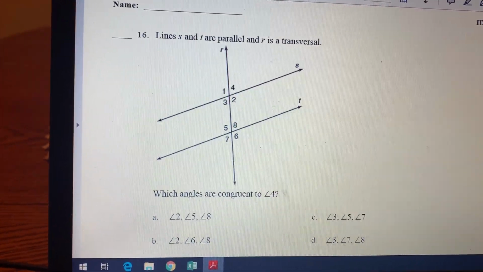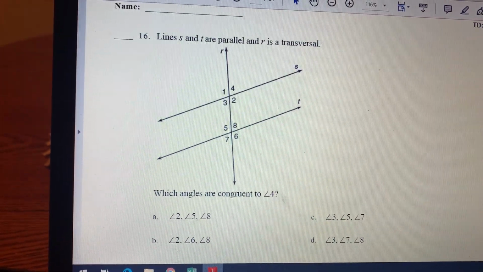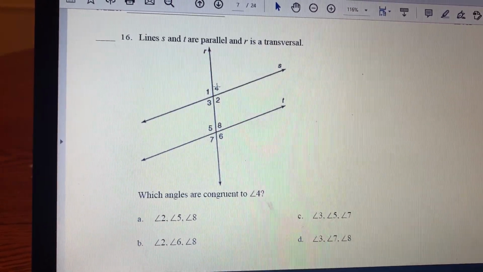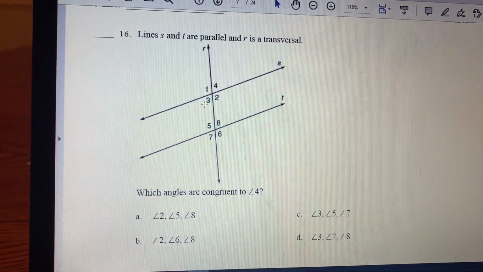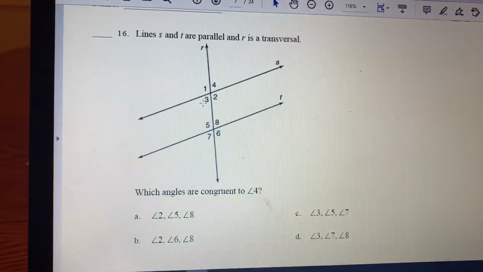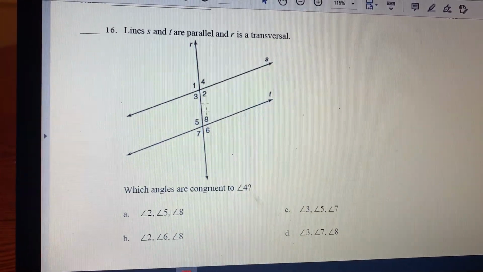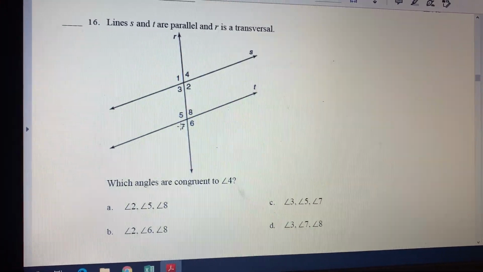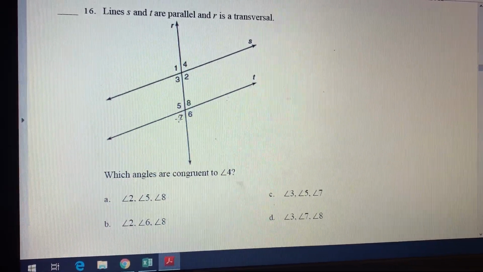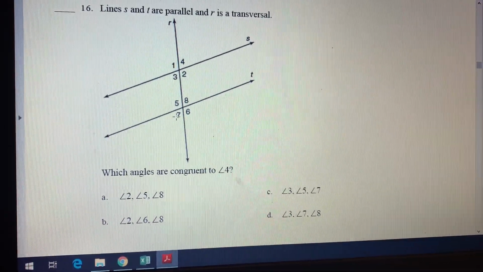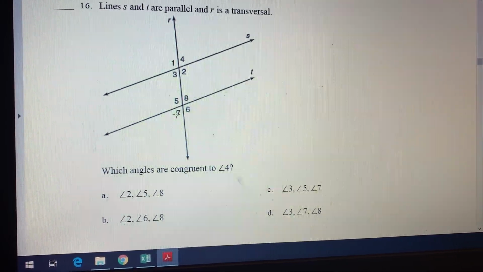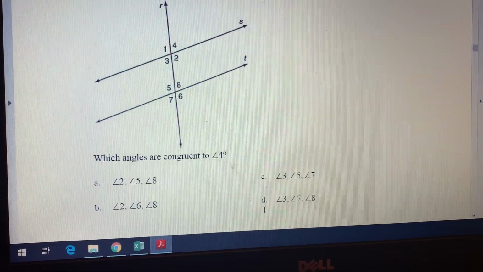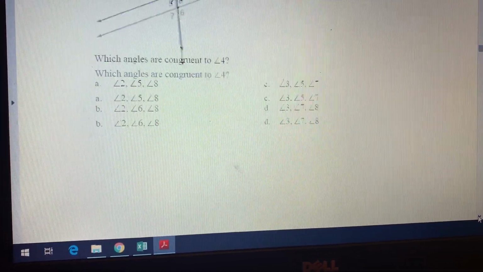This one's going to be pretty quick too. Parallel lines and a transversal. Again, I think this is one of the things y'all got the most. What angles are congruent to 4? 4 is up here. So we know 3 is congruent because it's vertical. We know 8 is congruent because it is corresponding. And we also know 7 is congruent because of alternate exterior angles. So I've got 3, 7, and 8, which is D. Pretty easy question on that one, I believe.